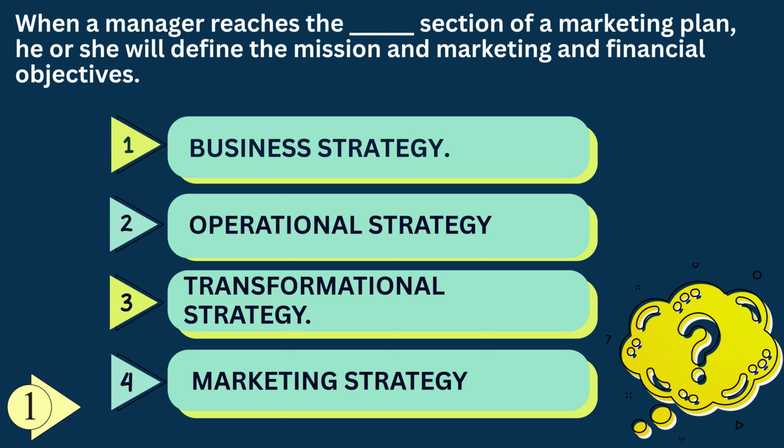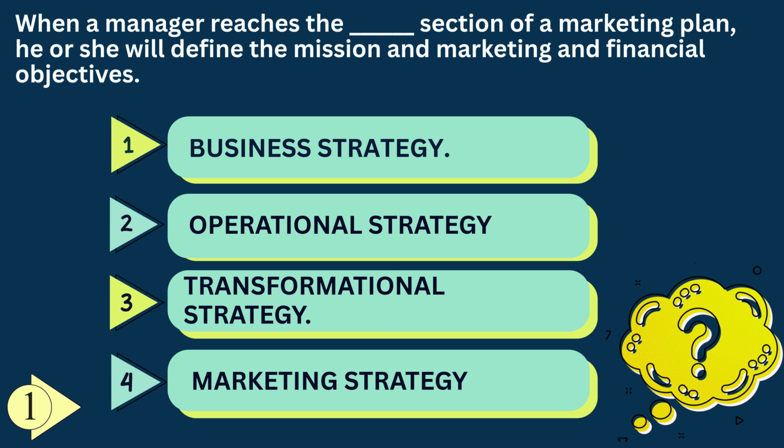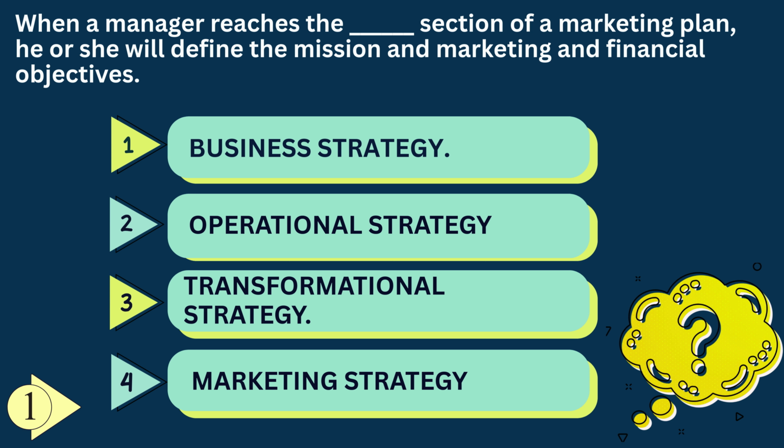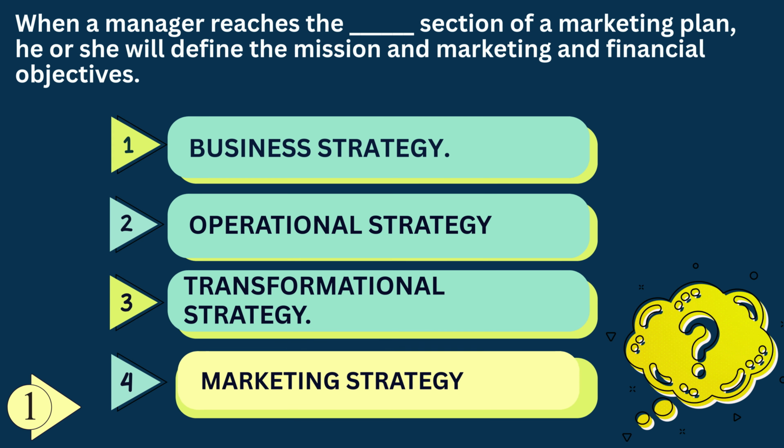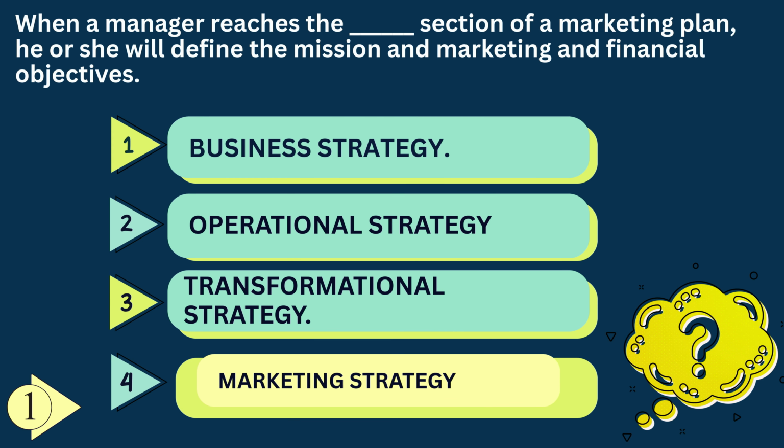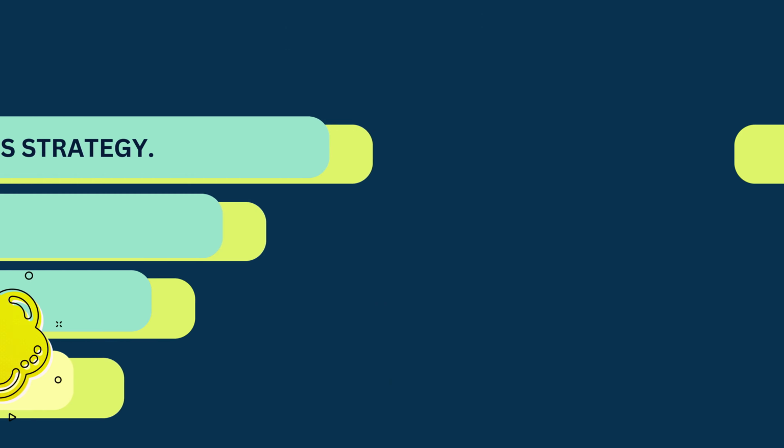When a manager reaches the section of a marketing plan, he or she will define the mission and marketing and financial objectives. Option 1 business strategy, option 2 operational strategy, option 3 transformation strategy, and option 4 marketing strategy. And the correct answer is option 4 marketing strategy.